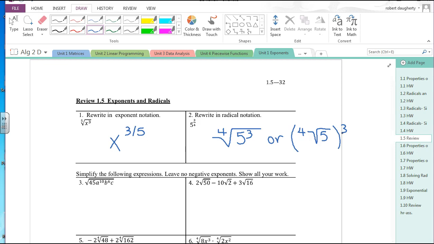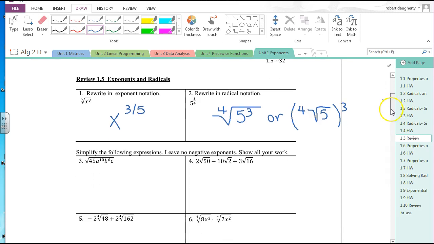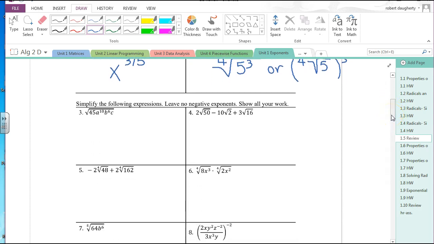Simplifying expressions. So this is where we're going to have to use our organization skills with radicals. So number 3 is dealing with square roots. So if I look at 45, I can write that as the square root of 9 times 5. That gives me a perfect square of 9. And I'm going to write this as a to the 5th.